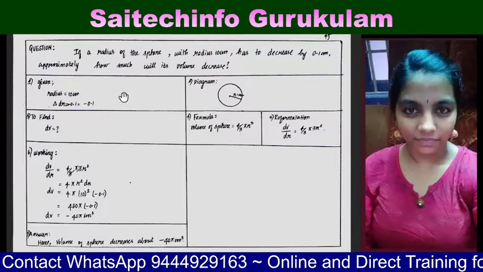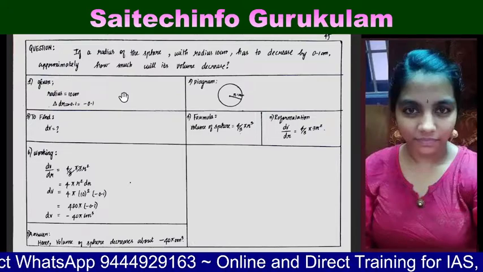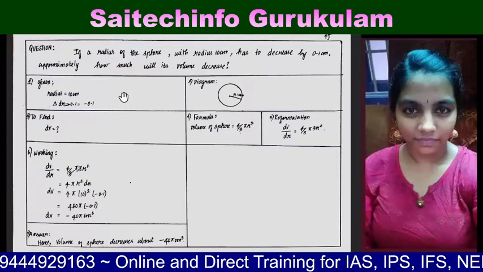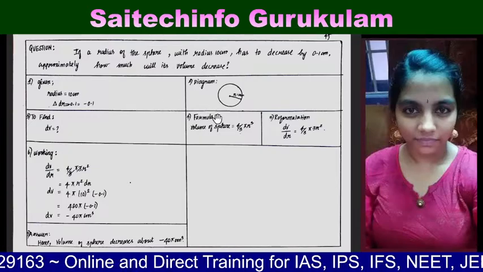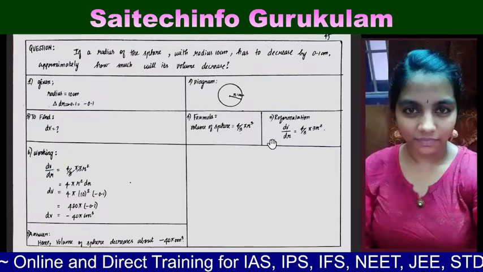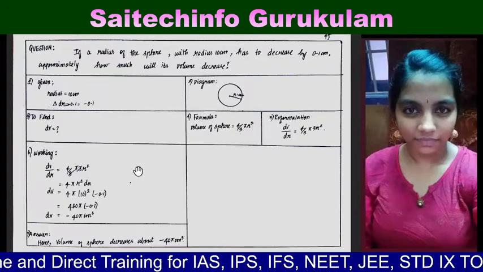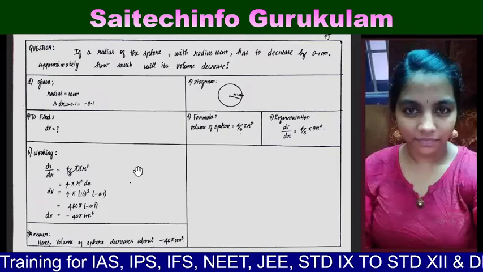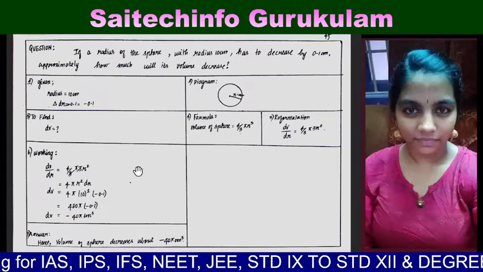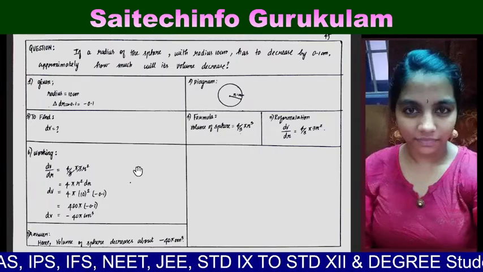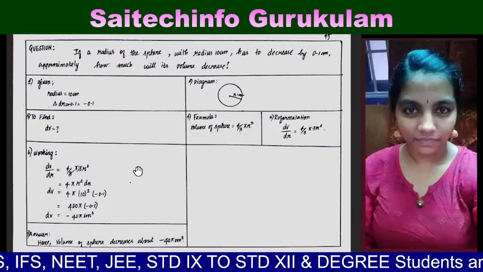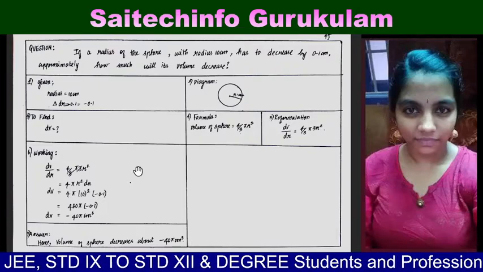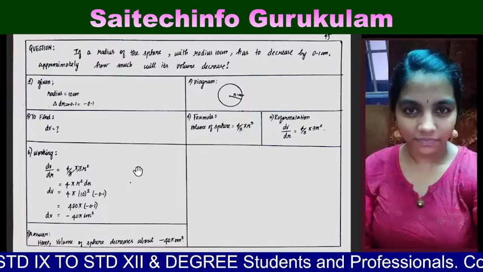Formula: volume of a sphere is equal to 4 by 3 pi r cube. And I have just differentiated this with respect to radius. dv by dr is equal to 4 by 3 pi 3r square. On further working, 3 and 3 get cancelled, so that we get 4 pi r square. I am bringing the dr to this side, to the numerator. So, dv is equal to 4 pi r square into dr.